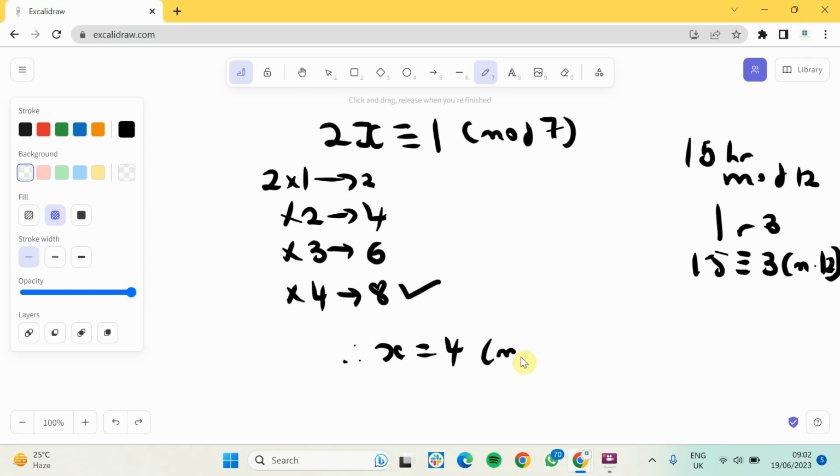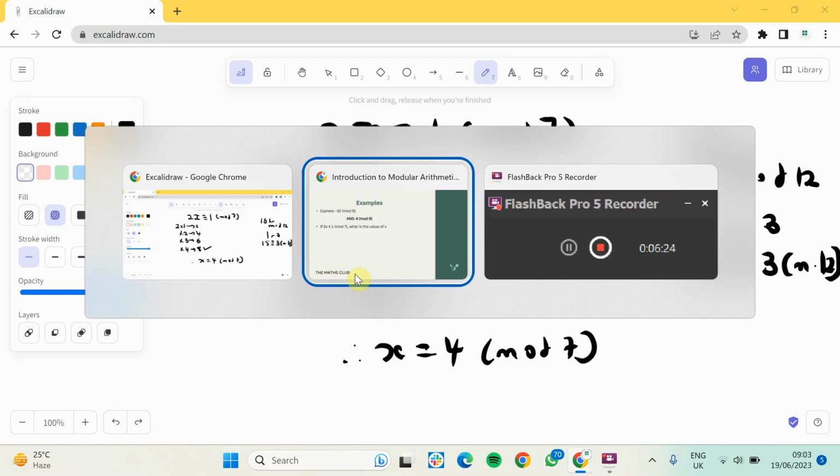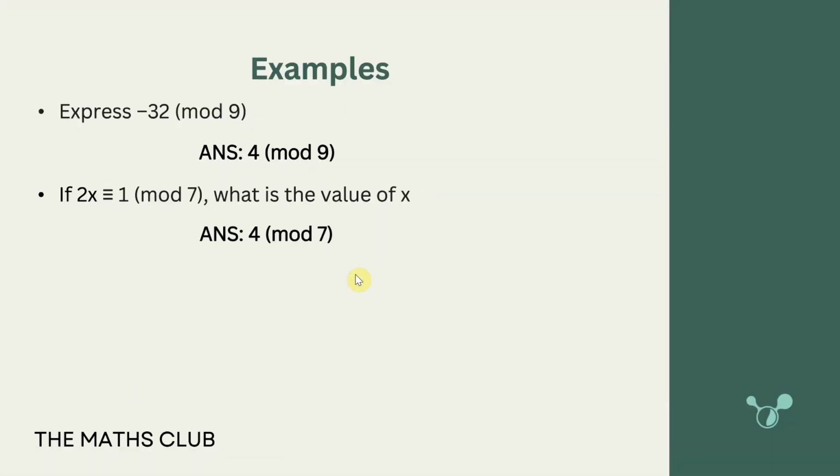I say 4 mod 7, right? So that's it. Just look for the multiple of 2 that by the time you divide by the modulus will give you this value 1. And in that case, that was 4. So let's look at it. Yeah, great. So we got that right. Let's look at this next example.